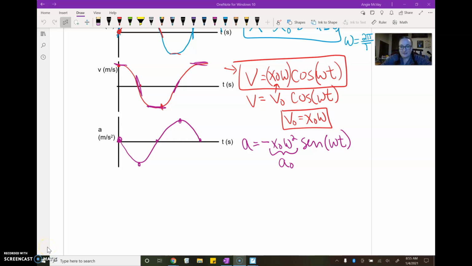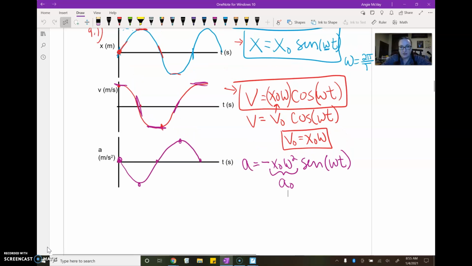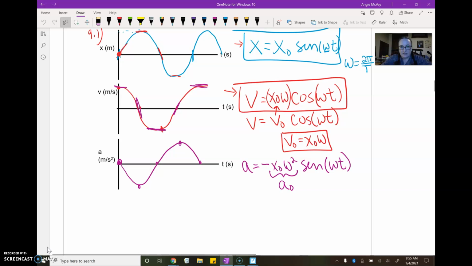All right, so now that we've got our equations for acceleration, velocity, and position as a function of time for an object in simple harmonic motion, let's write the definition of simple harmonic motion. So these all are as a function of time. Let's write the acceleration as a function of displacement.